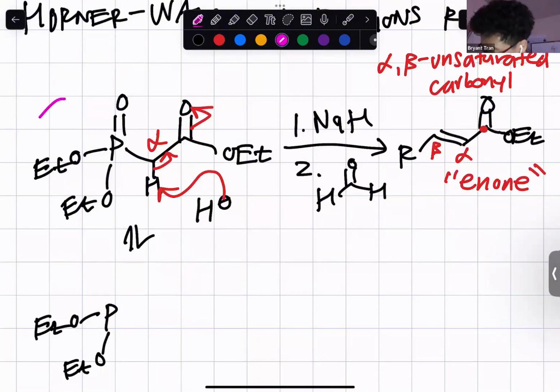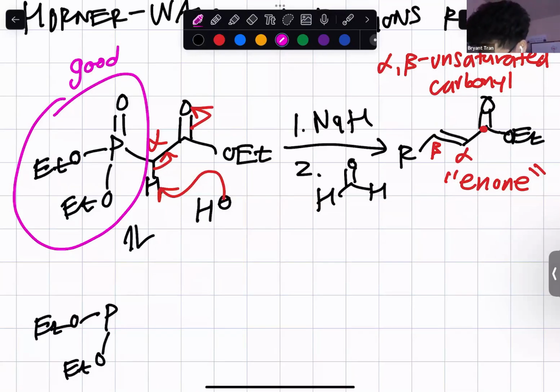When I see this whole thing right here, I just think of it as a good leaving group, like bromine or chlorine or something like that.